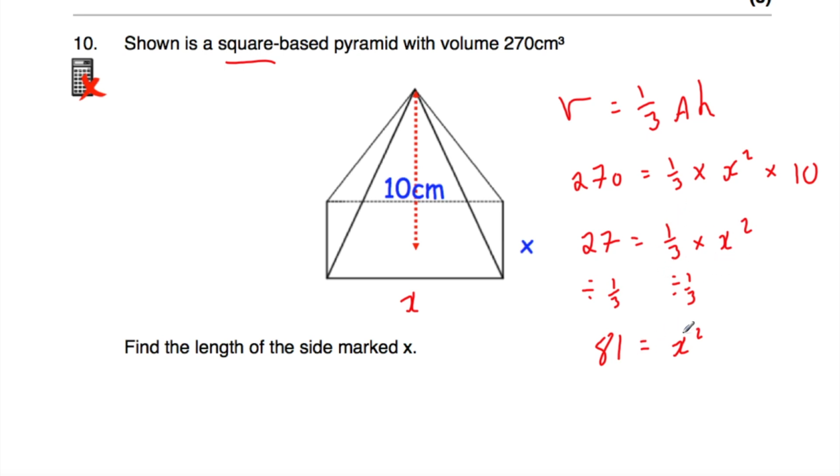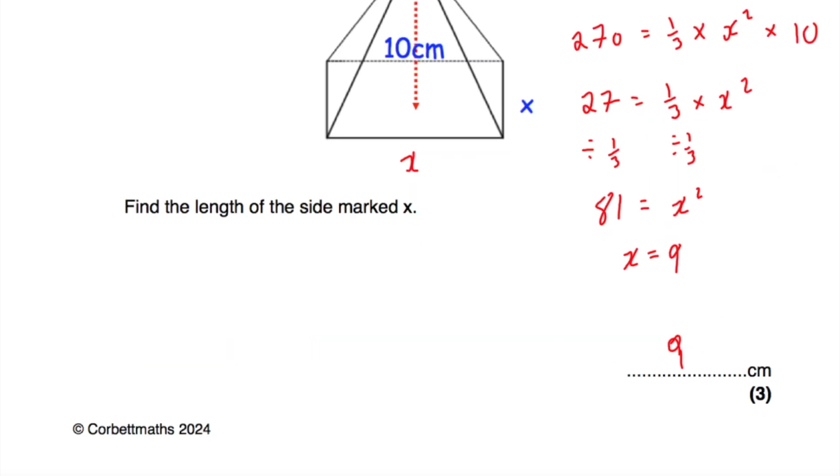And then finally, we know that x squared is equal to 81. So that means that x would have to be equal to 9. The square root of 81 is equal to 9. And here it's the length of a side, so it's going to be 9 centimeters. So that means that x is 9 centimeters. Let's write that down, 9 centimeters. And that's it.